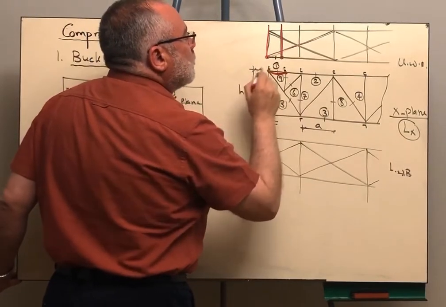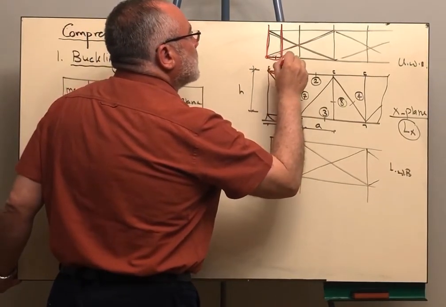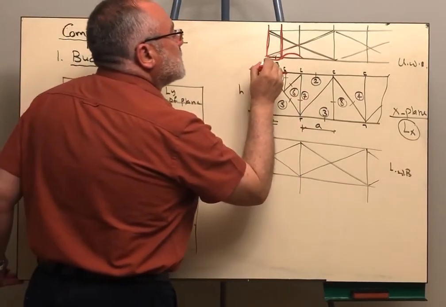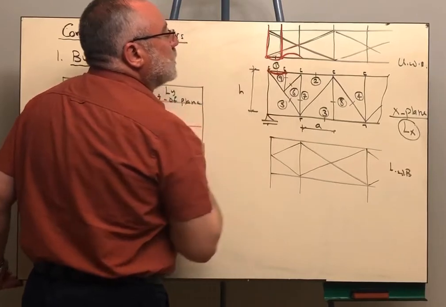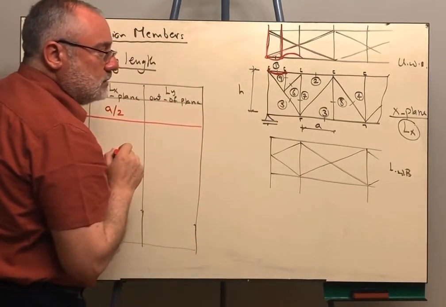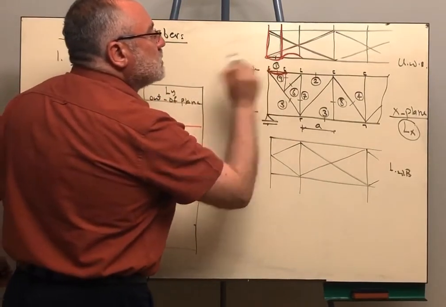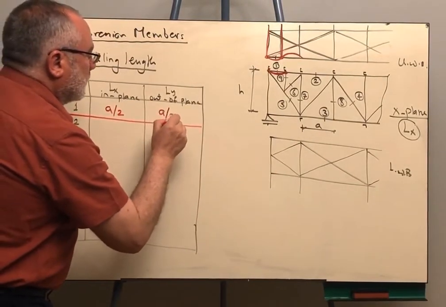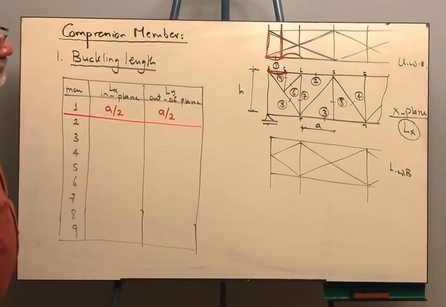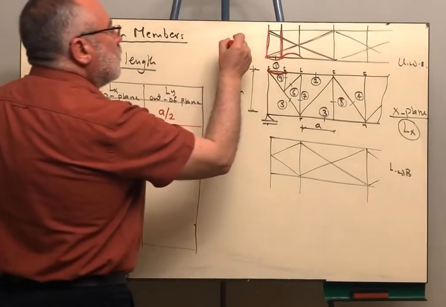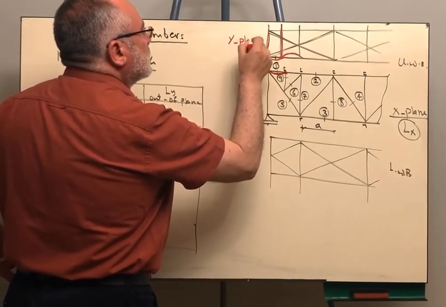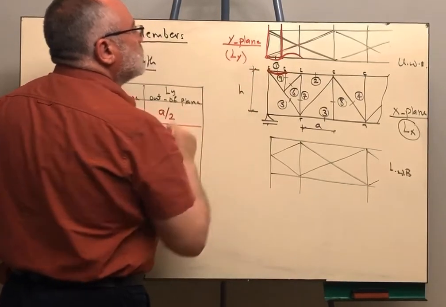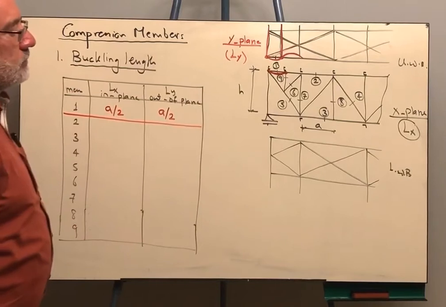So if this member 1 wants to buckle, it will buckle this way as well. It means that the distance between the two inflection points when it buckles in the out of plane, Ly, will be the distance a over 2 as well. So this is the Y plane from which we are getting Ly, which is the out of plane buckling.